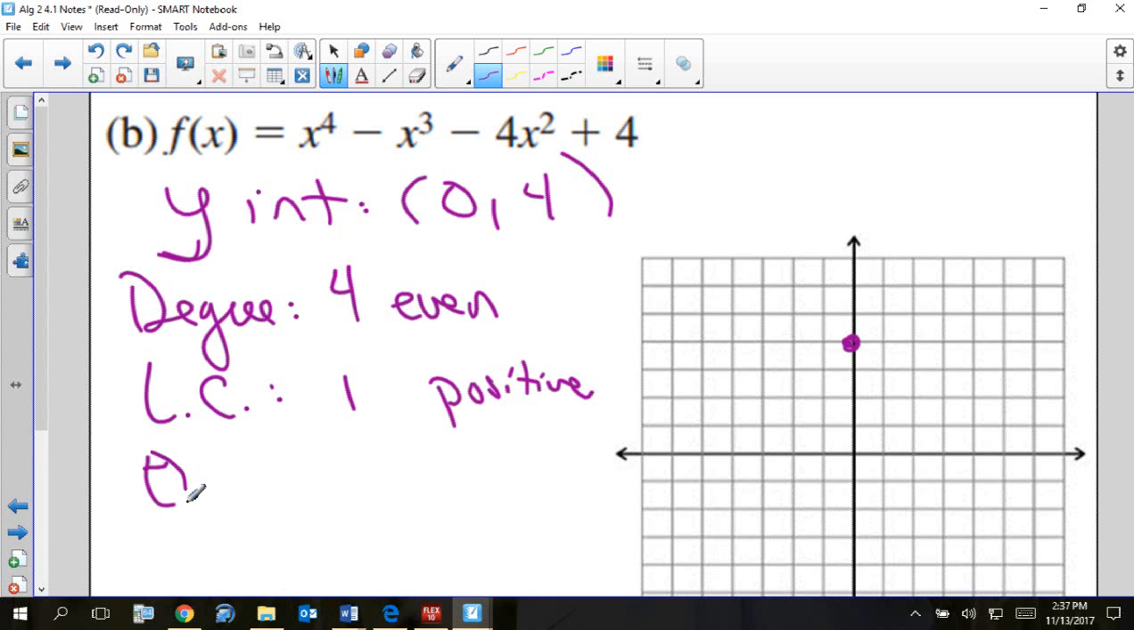That means my end behavior, if it's positive and even, we're going to have both sides up. I only have 1 point on the graph, so you're going to have to type it in to see what it looks like. Has everybody typed it in yet while I was talking? When somebody has it typed in, let me know and I'll put it under the video.